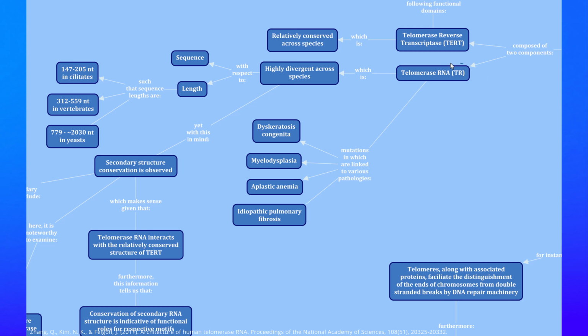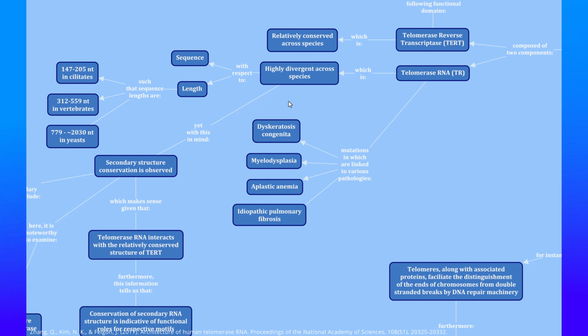It's good to know that telomerase RNA has certain pathological links if there are mutations within the telomerase RNA sequence. So mutations in telomerase RNA are linked to various pathologies. These pathologies include dyskeratosis congenita. They also include myelodysplasia and aplastic anemia, as well as idiopathic pulmonary fibrosis.